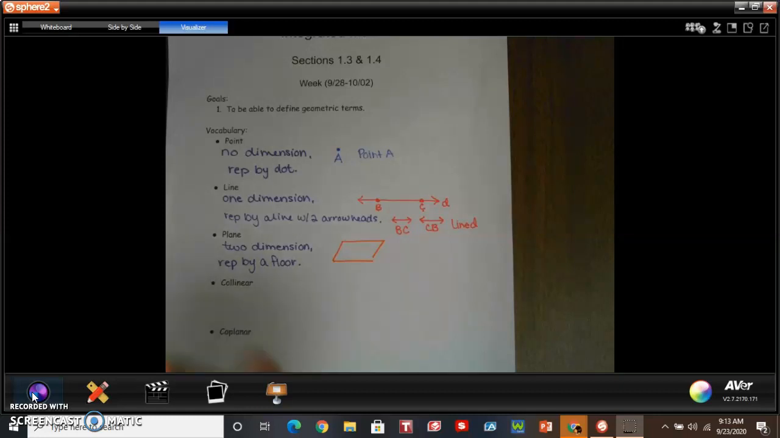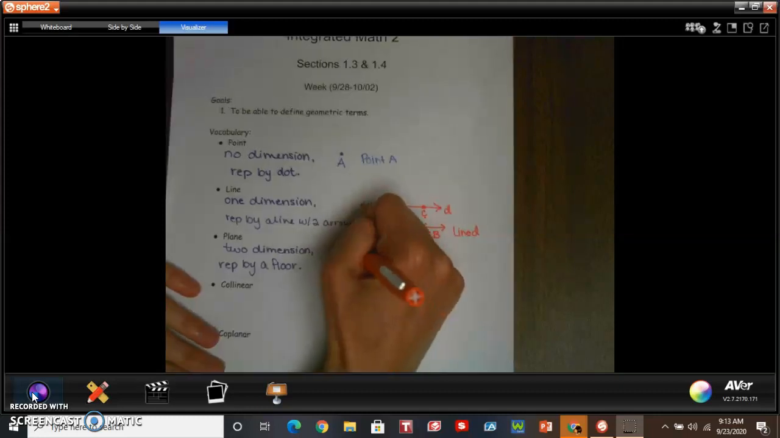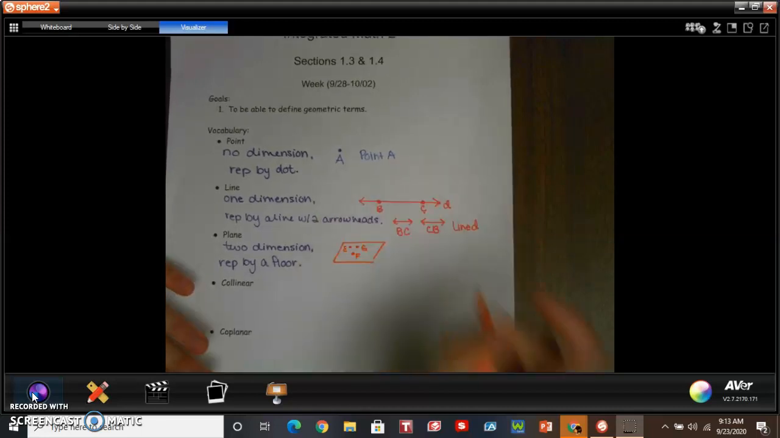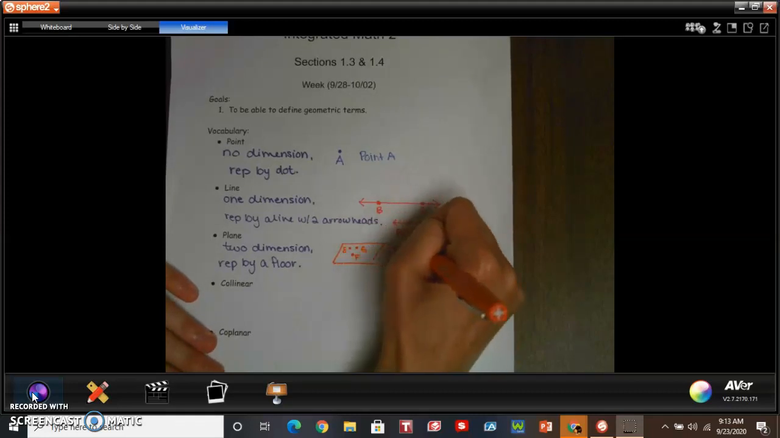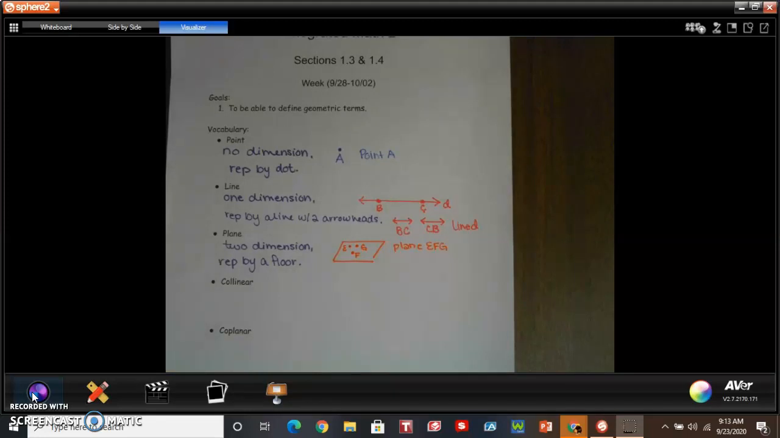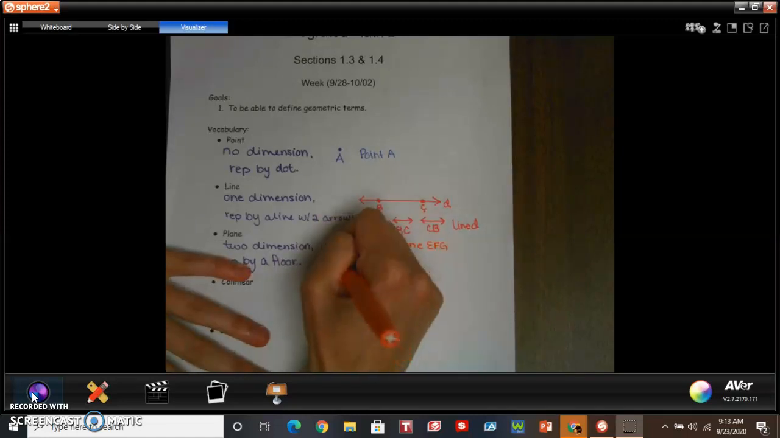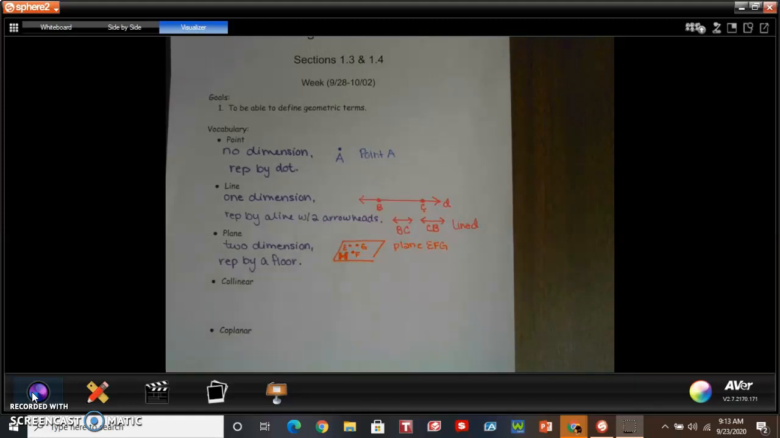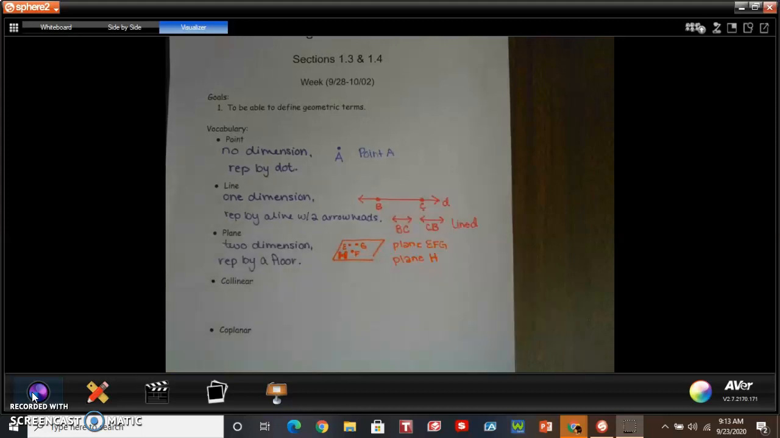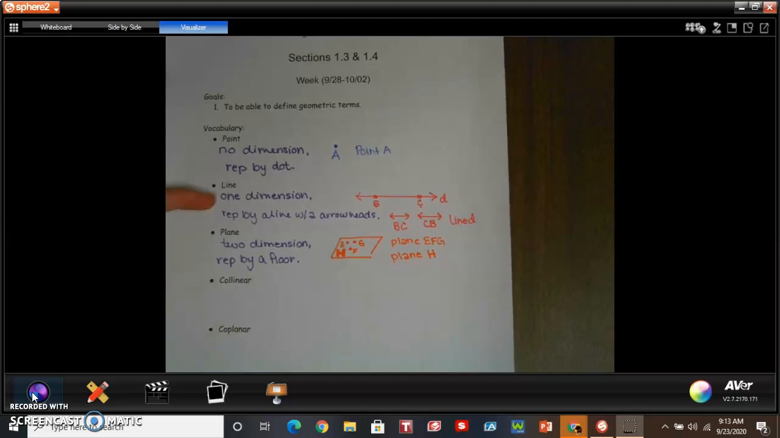Okay? Now, to name a plane, you want to look for 3 points. So this is plane E, F, G. And again, order of points does not matter. So it could be GFE, it could be FEG, it could be anything you need it to be. Now, another way to name it is sometimes you'll see a bold capital letter in the corner. So this could also be called plane H. All right? So those are our first 3 vocabulary terms we talked about. A point, a line, and a plane.